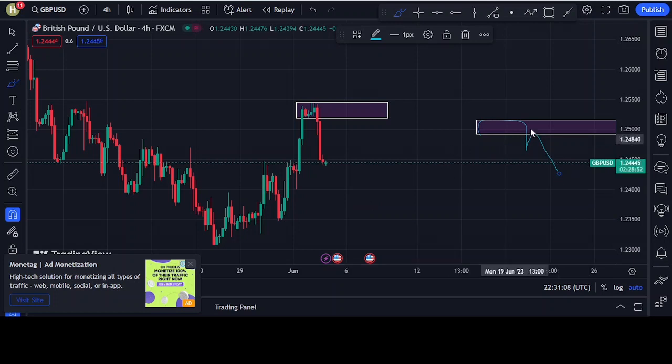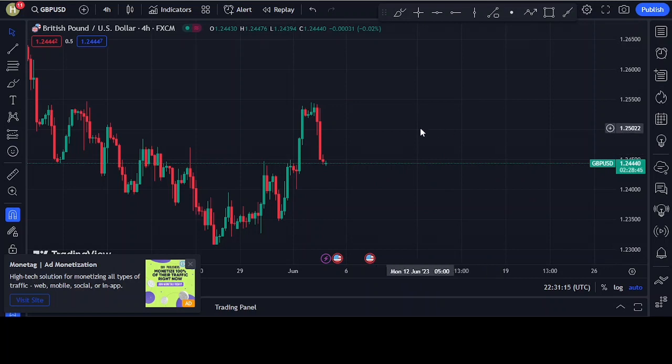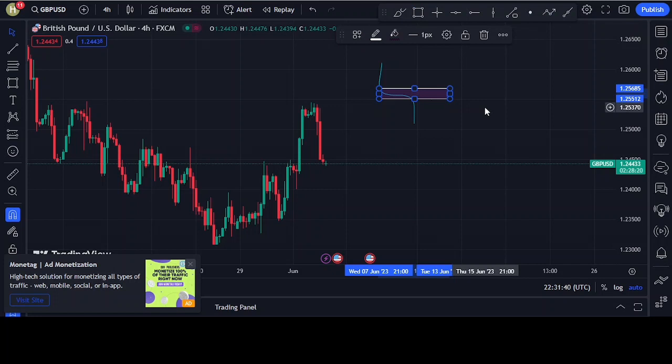Now the second type of supply zone is a type I call the drop base drop. Price drops, you have a base, then you have a further drop. So where do you draw your supply zone? You have your supply zone around the base. That will be your supply zone.